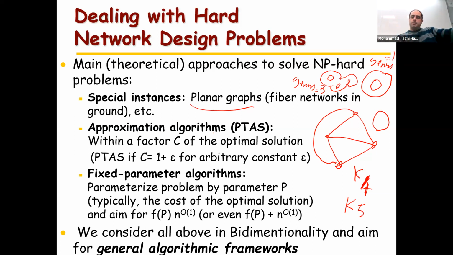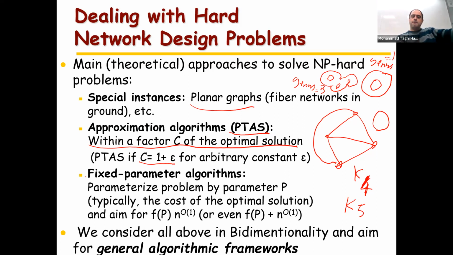So, approximation algorithms. Here we are talking about PTAS, where we want to get within some constant factor C of the optimal solution, and it is a PTAS if it is 1 plus epsilon for arbitrary constant epsilon. Sometimes this epsilon works even for non-constant values.